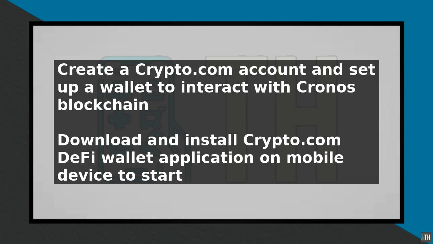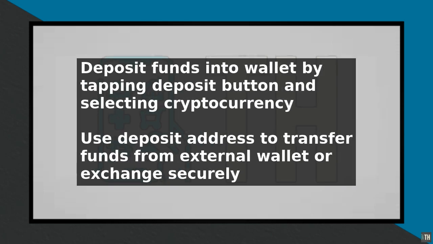First, download and install the Crypto.com DeFi wallet application on your mobile device. Once installed, launch the app and tap on Create a new wallet. Then follow the prompts to set up your wallet, including creating a password and backing up your seed phrase.